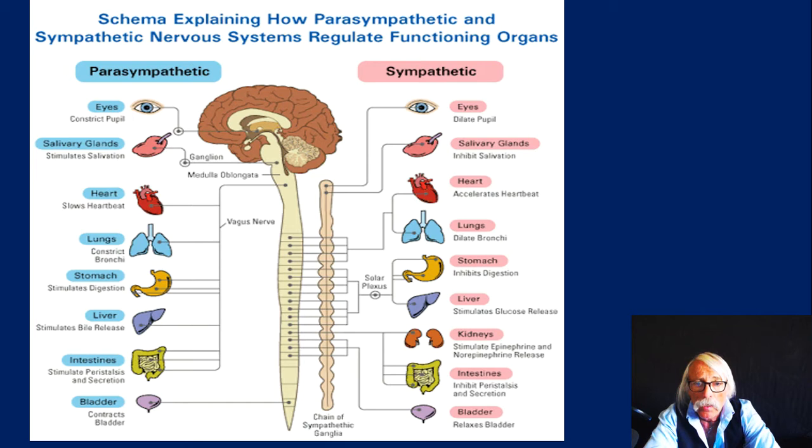Okay? Notice where the spinal column is involved there, all that innervation going up and down there. Now, the sympathetic dilates the pupil, whereas the parasympathetic, you see, constricts it. Salivary glands, okay, it inhibits salivation. Heart, it accelerates the heartbeat, the sympathetic does. Lungs, it dilates the bronchi, whereas the parasympathetic constricts the bronchi.